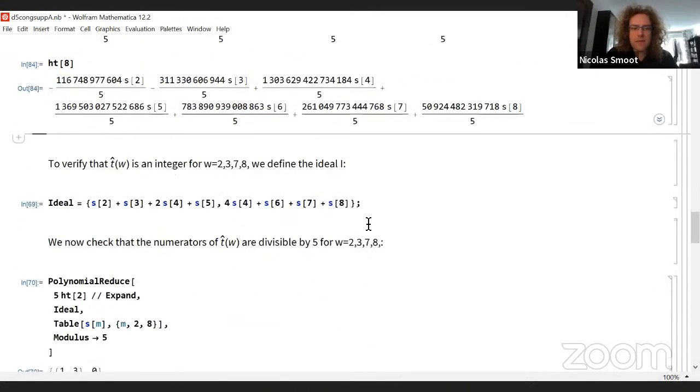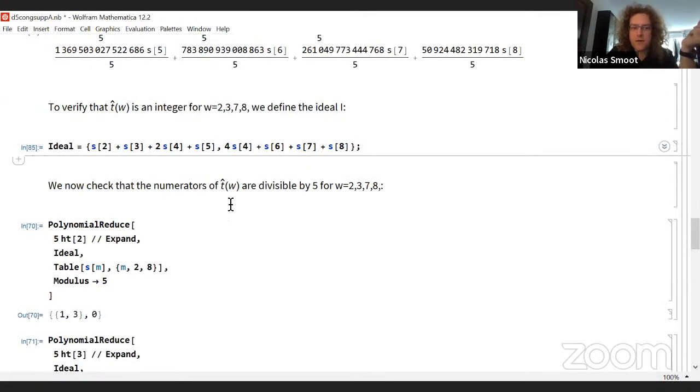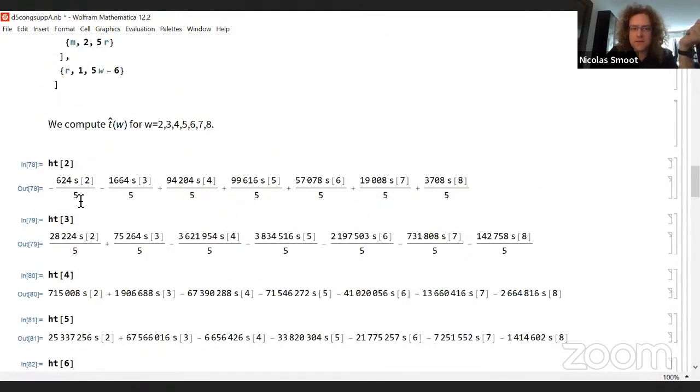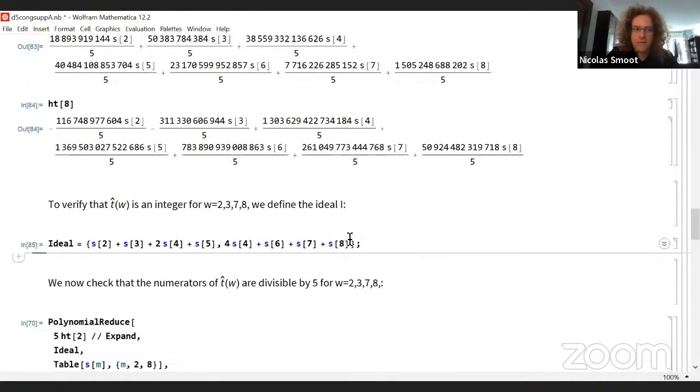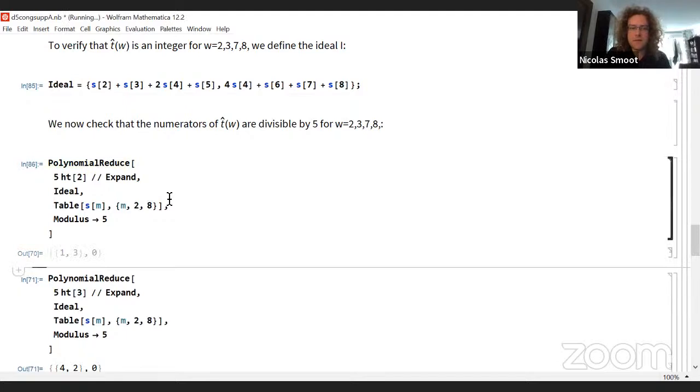Now I know that S2 plus S3 plus 2S4 plus S5 is divisible by 5, by hypothesis. And 4S4 plus S6 plus S7 plus S8 is also divisible by 5. So I define this ideal, and all I'll do is check that the numerators of TW are divisible by 5. H2 is this, so I multiply by 5 to kill that denominator, and check that what's left is divisible by 5, and then the 5 will cancel out. I do polynomial reduction of HT2, check that it's in the ideal, and the remainder is 0, which is exactly what we want.